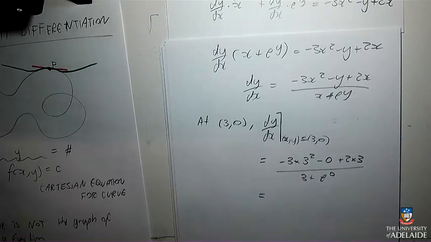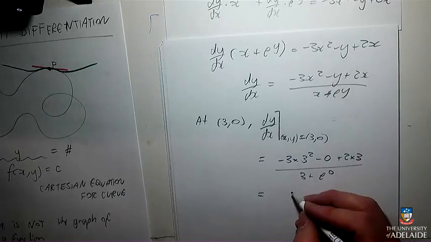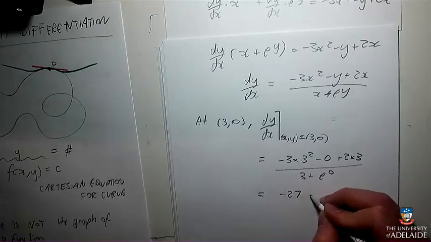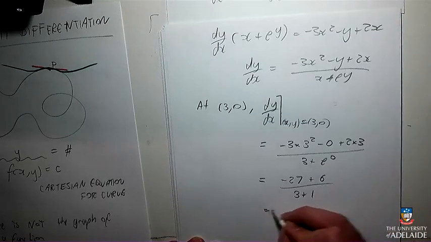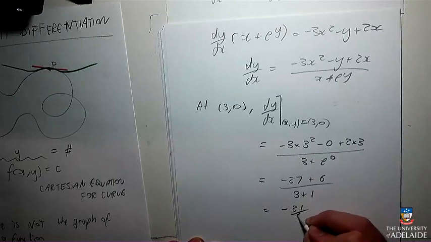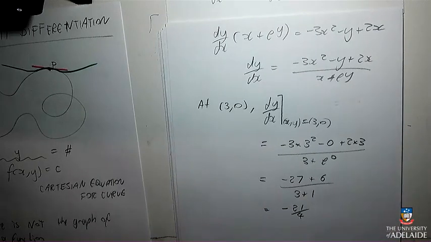You may notice I chose 0 so that e to the 0 was a number that I was familiar with. It wasn't like e cubed or something, it's just 1. Okay, so that's minus 27 plus 6 over 3 plus 1. So minus 21 over 4, whatever it is. So that's what, 5 1/4? Oh yeah, looks about right on my picture.